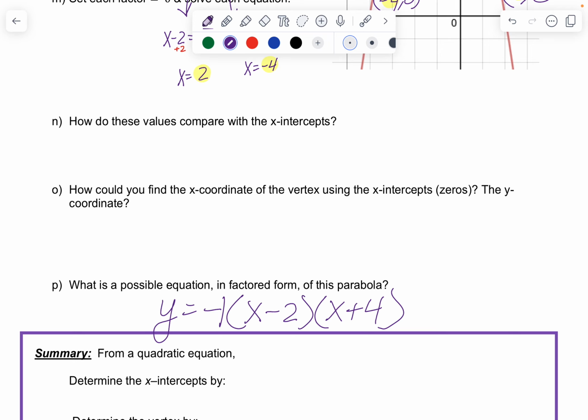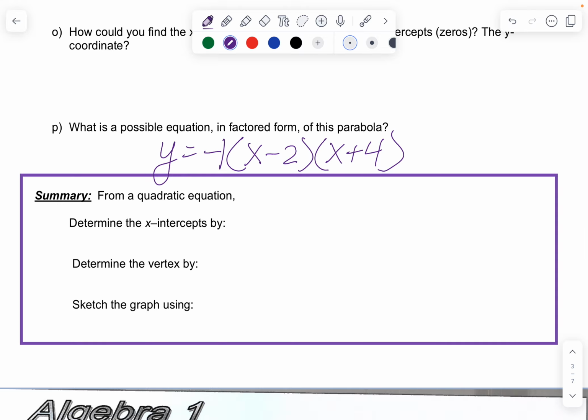So to kind of summarize what we were doing today, just pulling from graphs and then doing a little solving. In order to find the x-intercepts, you want to factor and then set each factor equal to 0 and solve. In order to find the vertex, we want to look and see what is between the two x-intercepts and then use that to find it.